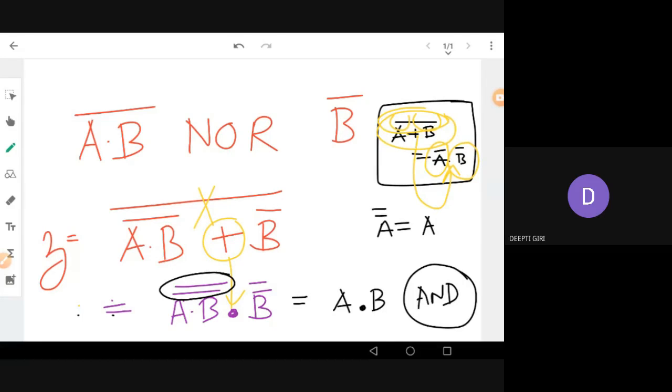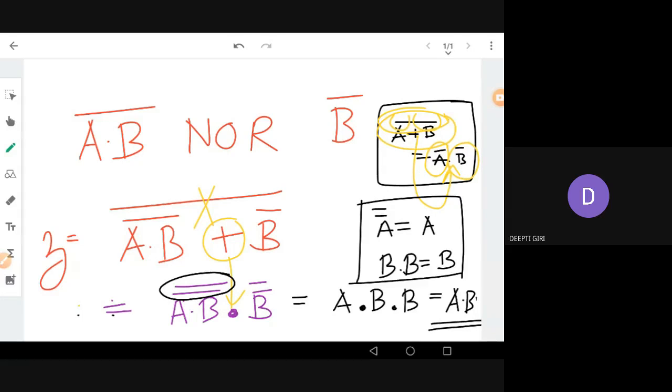Anyone got any different answer? So I think I just didn't do it completely. So A into B whole bar into something into B, right? So B into B is the same logical value, so it's nothing but A into B, right? What is B into B? B into B, the logical value is the same as B. Okay, these are the formulas which I used here. So this is nothing but an AND gate. So this thing is an AND gate.